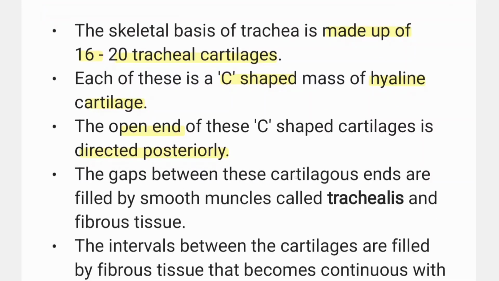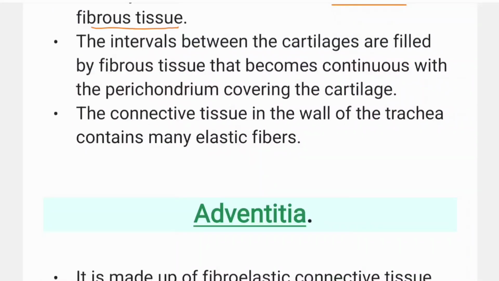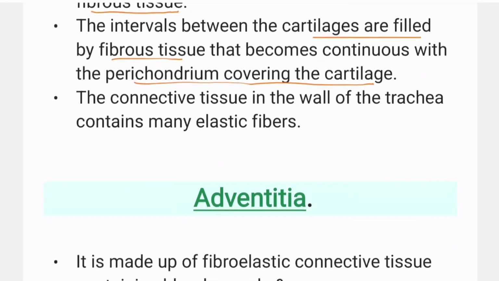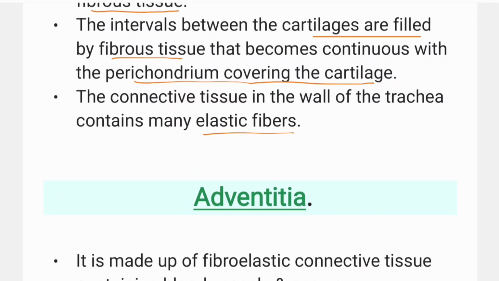Now the gaps between the cartilaginous ends are filled by smooth muscle, known as the trachealis muscle, and some fibrous tissue. The intervals between these cartilages are filled by fibrous tissue that becomes continuous with the perichondrium covering the cartilage. The connective tissue in the wall of the trachea contains many elastic fibers.